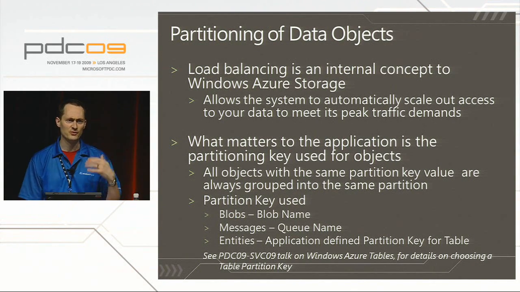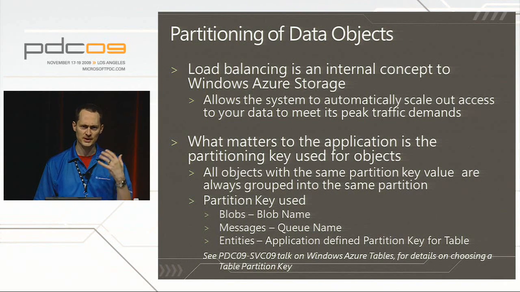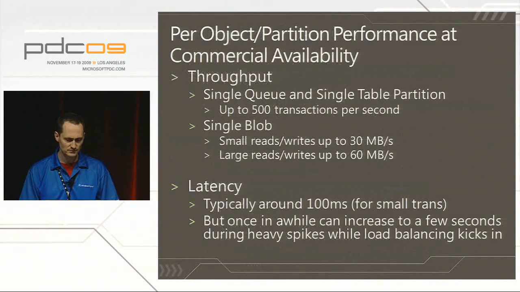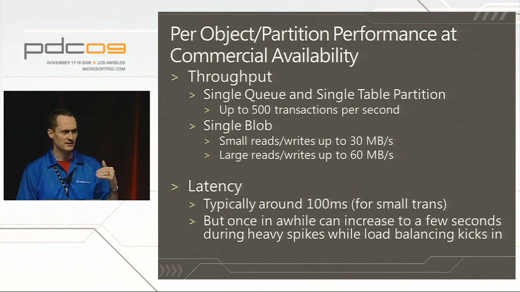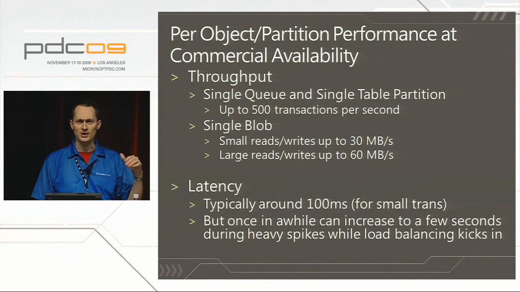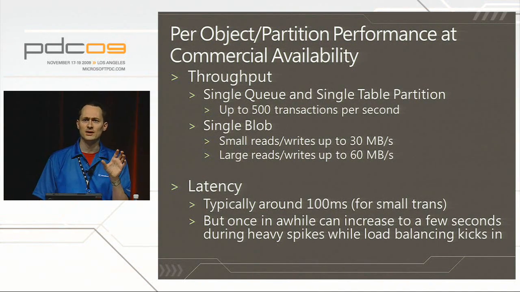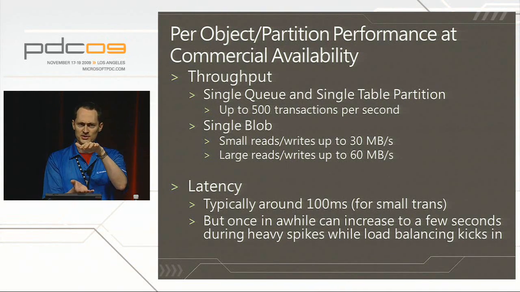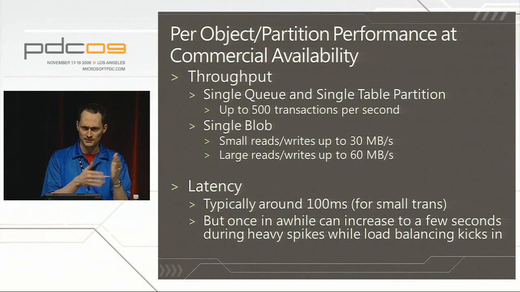So what does this mean for the performance of the storage that I'm actually using in Windows Azure? Well, shown here is the target performance we've been shooting for commercial availability. The throughput for a single queue is targeted to be up to 500 transactions per second. And the throughput of a single table partition, meaning all the entities with the same partition key value, is targeted to be the same thing, up to 500 transactions per second.